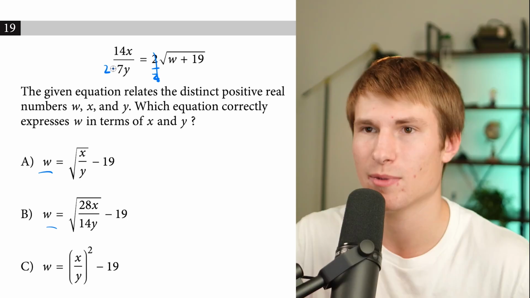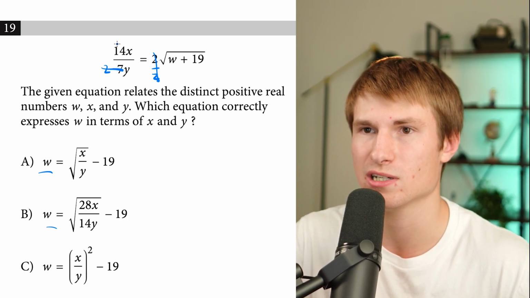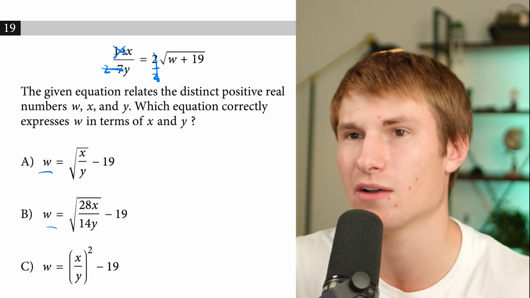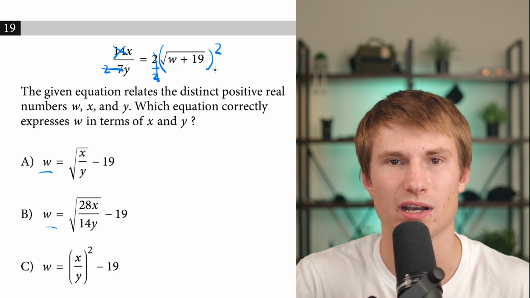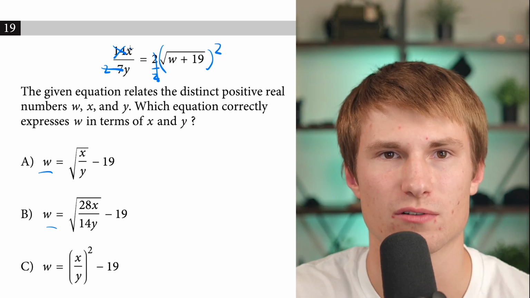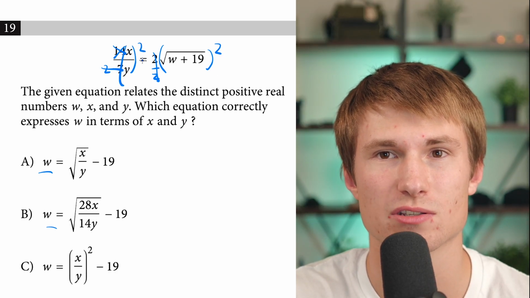When we divide this side by 2, we see we have 2 times 7, which is going to equal 14. So we can go ahead and cancel both these 14s. Now we're left with x over y is equal to the square root of w plus 19. So we're going to go ahead and square this side so we can get that w out from underneath that square root. And since we're squaring that side, we also have to square this side.